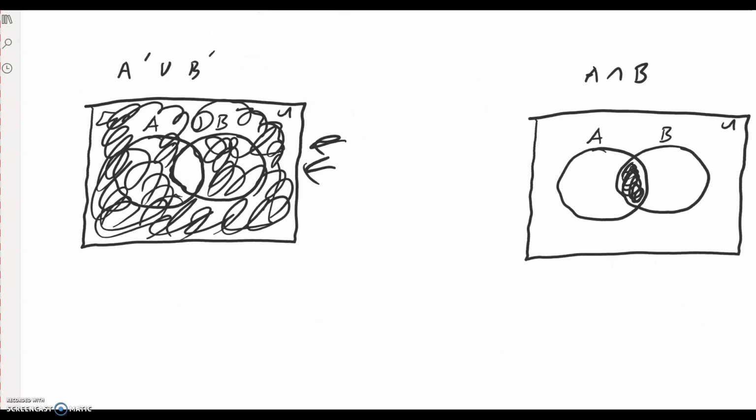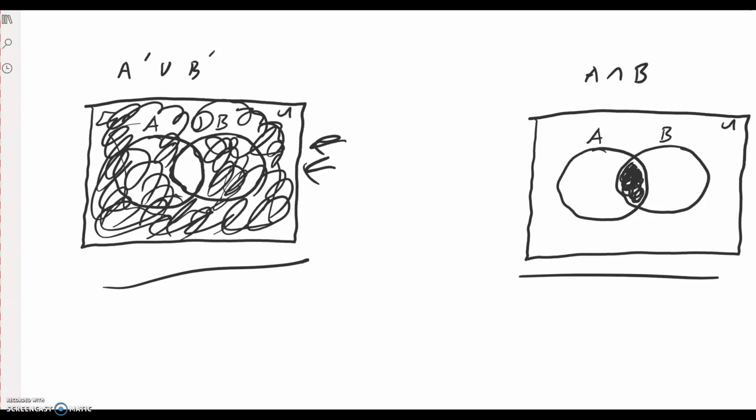On problem 53, we discovered that this is a picture of the union of the complements of A and B. The union of the complements of A and B turned out to be everything in the universe except the intersection of A and B. And then the second part of 53 is to compare this to the intersection of A and B. Again, in problem 51, we had the intersection of A and B as this. The question is, are these the same sets? And the answer is no.